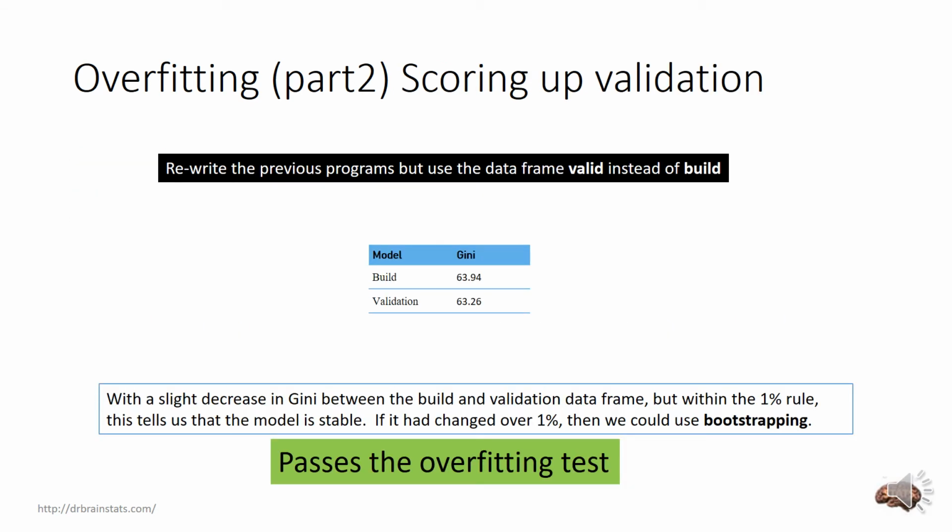Scoring up the validation data frame involves using the exact same model that was created on the build data frame. That model was then applied to calculate our Gini. With a slight decrease in Gini between the build and validation data frame, but within 1%, this tells us that the model is stable. If it had changed way over 1%, then we could use bootstrapping, which is introduced on the next slide.